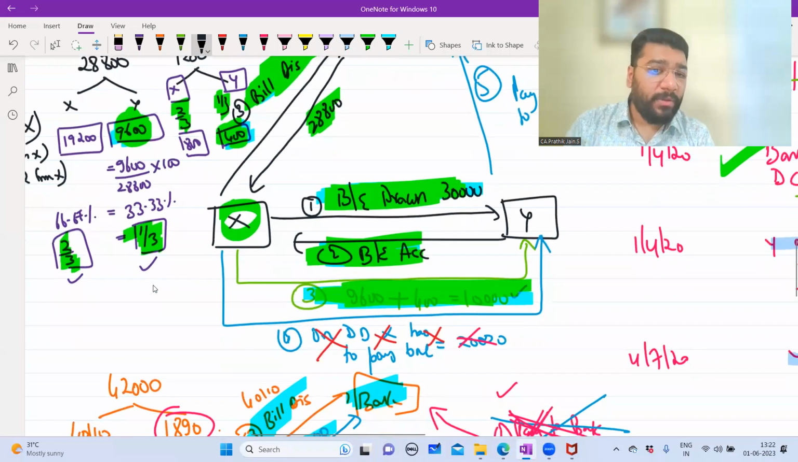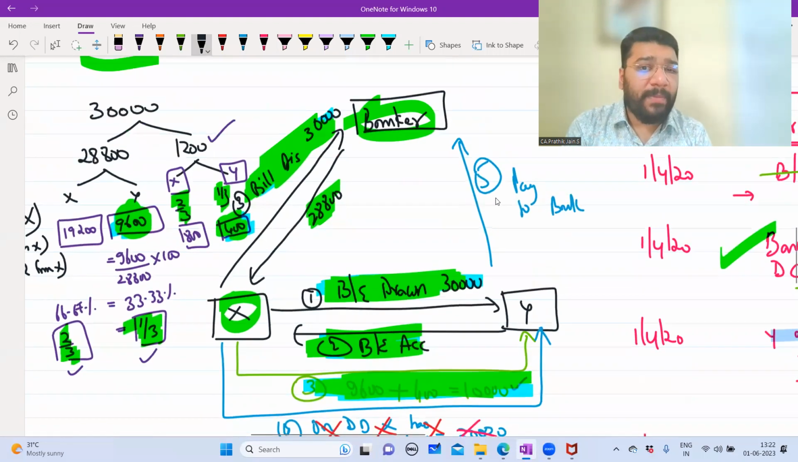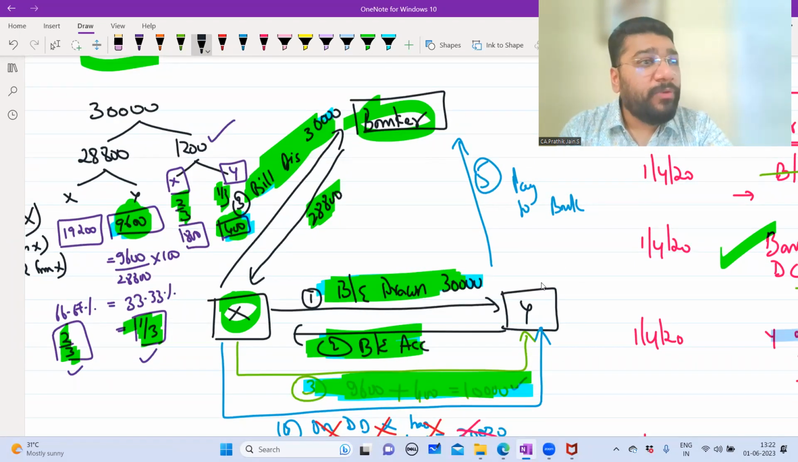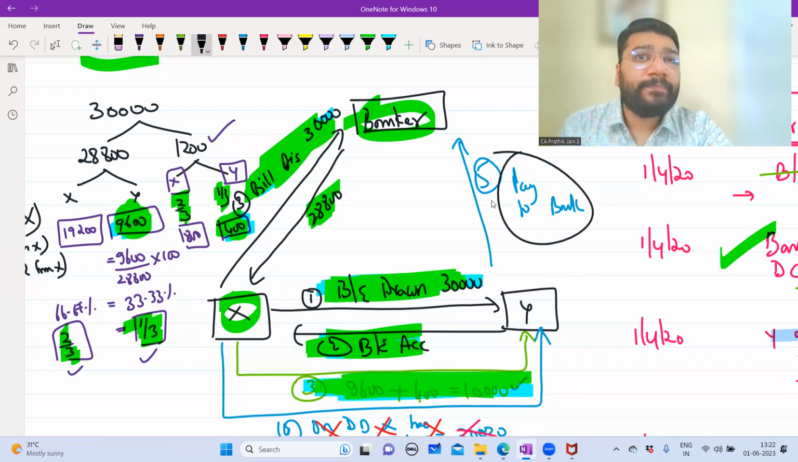See what happens is now X is supposed to pay this money to Y, and Y is supposed to make this payment to the banker. So will we pass this payment entry or not? Y has to make this payment to banker. So on the due date, will this entry come or not? Yes. Is it there in the textbook? Yes.